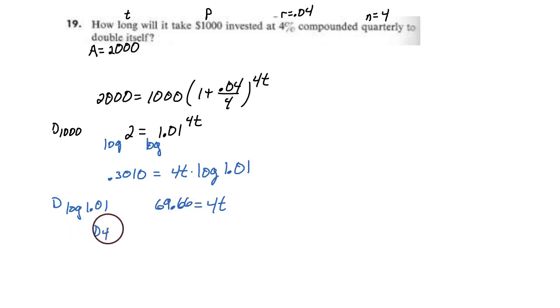Then divide by the 4. And the result for t is 17.4 if you round off all those extra decimals. T is being measured in years. For this particular investment opportunity, it will take more than 17 years for the money to double.